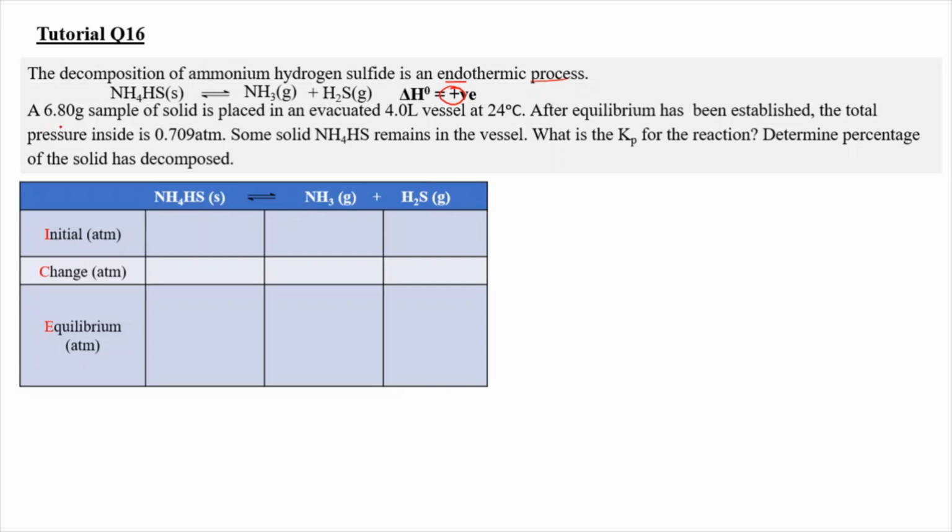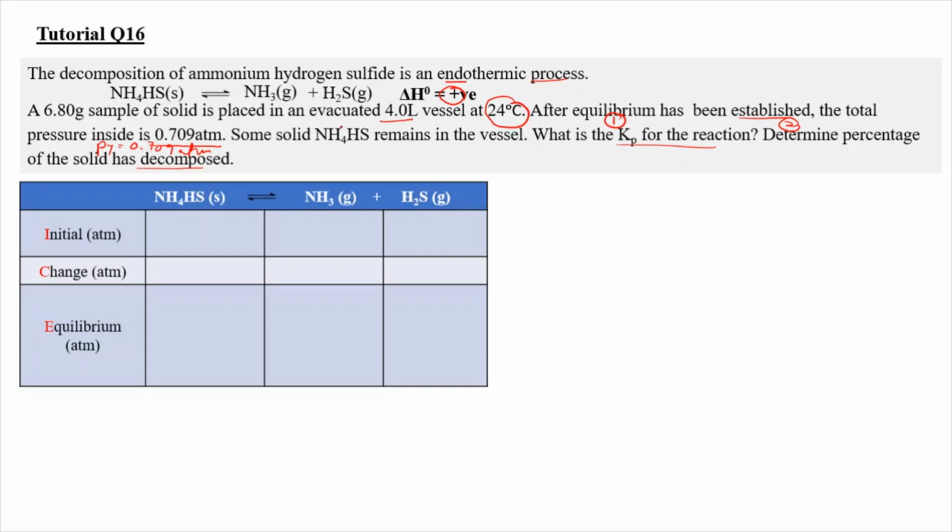So a 6.0 gram sample of the solid is placed in an evacuated 4.0 liter vessel at 24 degrees Celsius. After equilibrium has been established, the total pressure inside is going to be 0.709 atm. So our PT here is 0.709. Some solid NH4HS will remain in the vessel. So we need to find the Kp for the reaction. Also, we need to determine the percentage of the solid that has decomposed.